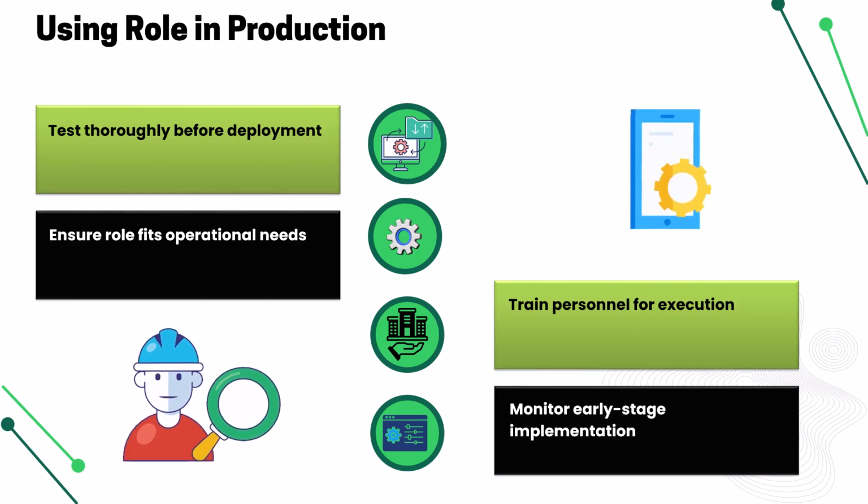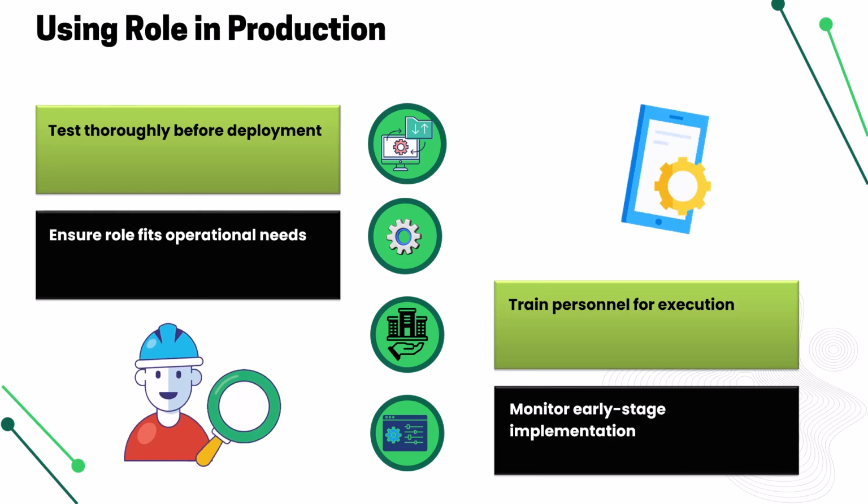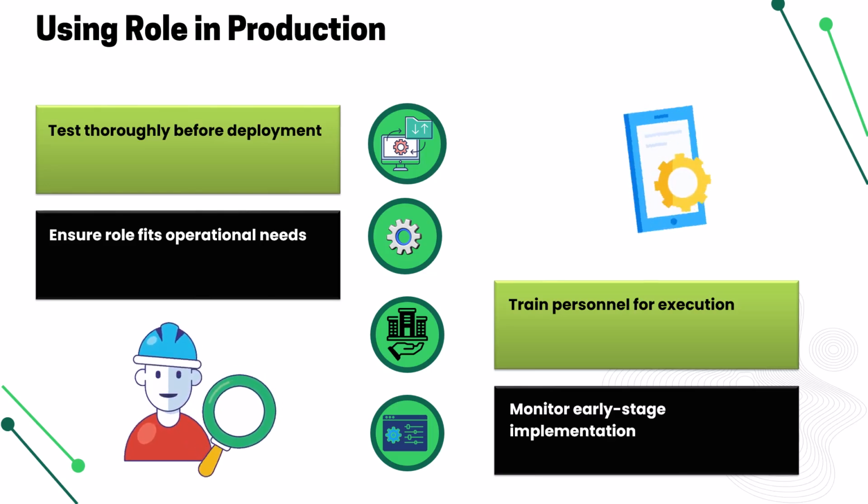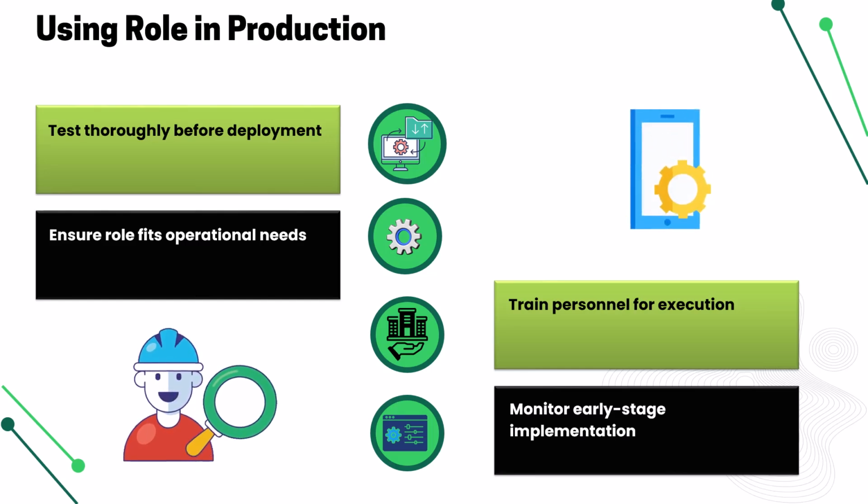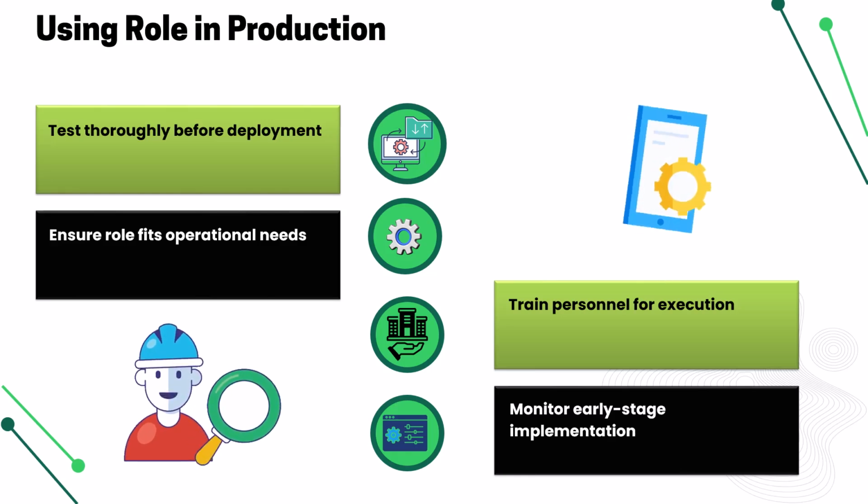Deploying roles is like sending a spacecraft into orbit. Testing is crucial. A role must meet real-world demands, not just look good on paper. Training. If people don't know how to use it, it's just a fancy title. And monitoring, catching issues early avoids major headaches.